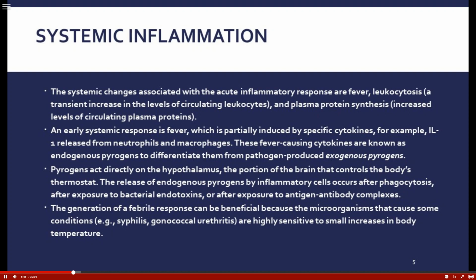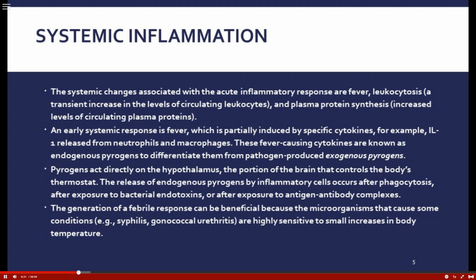Well, they go to the thermostat. And what's the thermostat of the body? The hypothalamus. It triggers the hypothalamus to increase the temperature of the body. Really, we found out that sometimes that's not a bad thing. A febrile response can actually be a good thing, particularly with certain types of organisms.